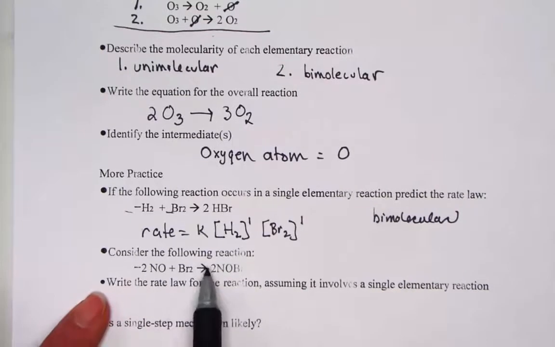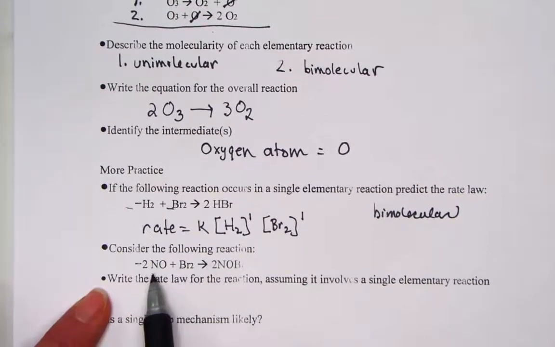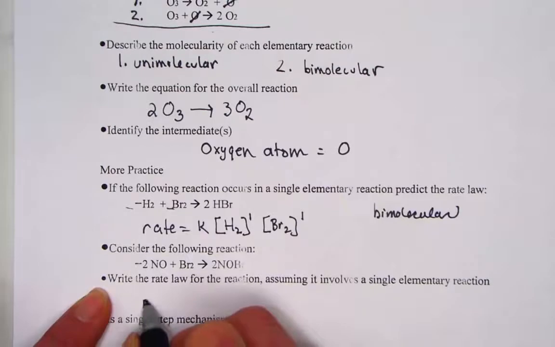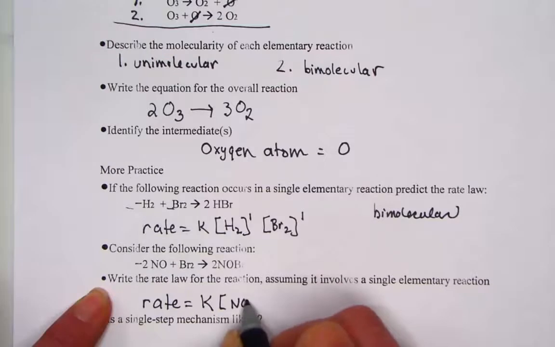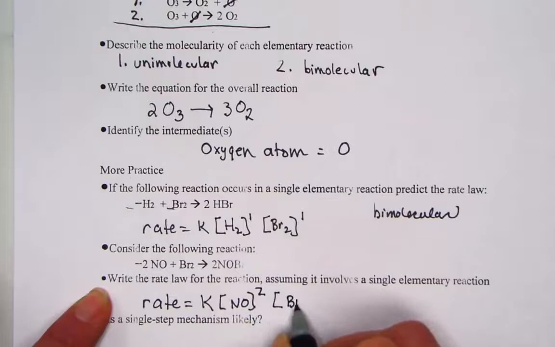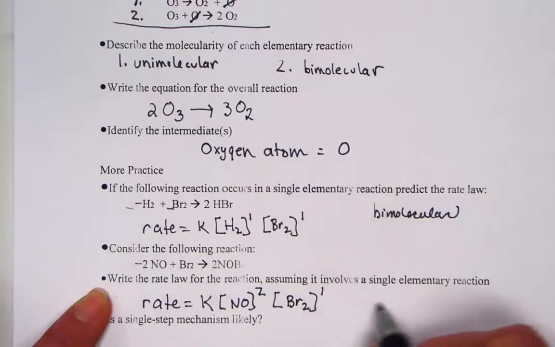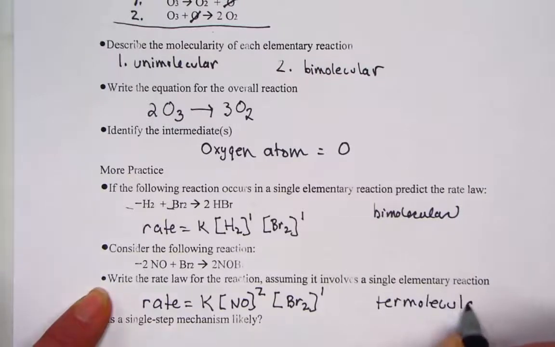However, let's consider this reaction. 2 molecules of NO plus a Br2 give us 2 NOBr. If this is a single elementary reaction, the rate law would come directly from the equation. It would look like rate is equal to k times the concentration of NO to the second order times the concentration of Br2 to the first order. It would be third order overall, a termolecular mechanism.